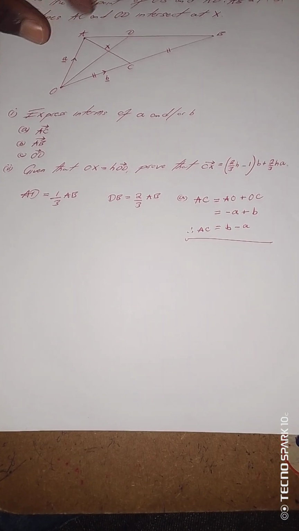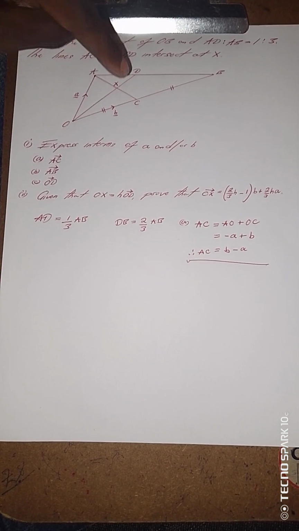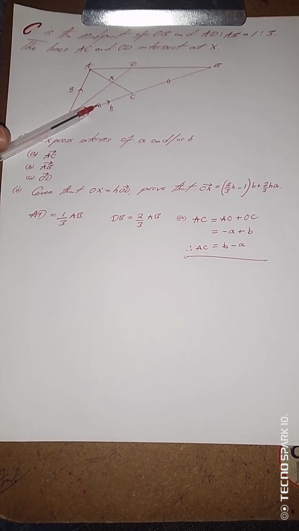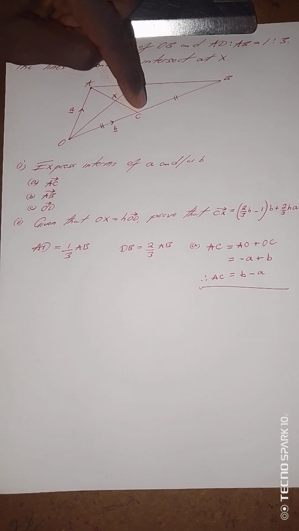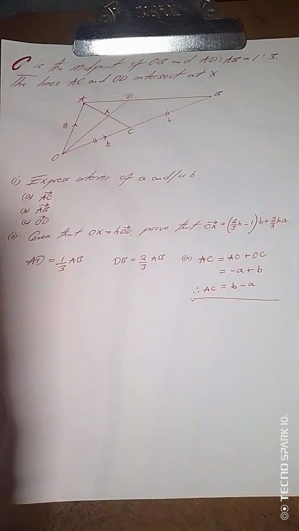Now you have seen on the diagram, they have said that OC is equal to CB, because this tick mark means that the distance from here to there is one and the same. So even here automatically you have b.